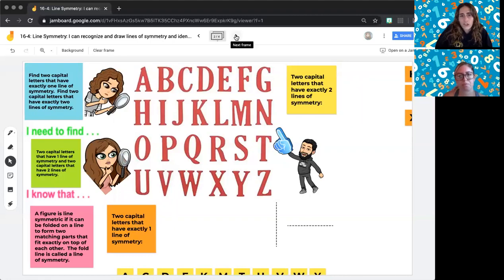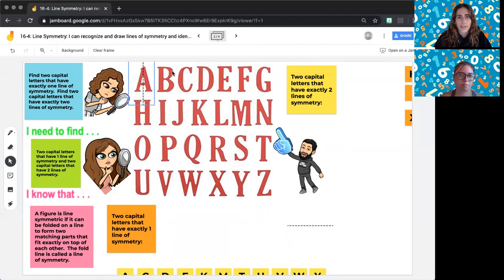We could check each letter in the alphabet with a dotted line to see if we would have matching parts on both sides. If we put a fold line on each letter going down vertically and across horizontally, we'll be able to tell if we fold it on that line, will it match up to its opposite side? Let's start with letter A. Let's start with finding 1 line of symmetry first. Maybe we should try each letter vertically and then go back and try them horizontally. Perfect.